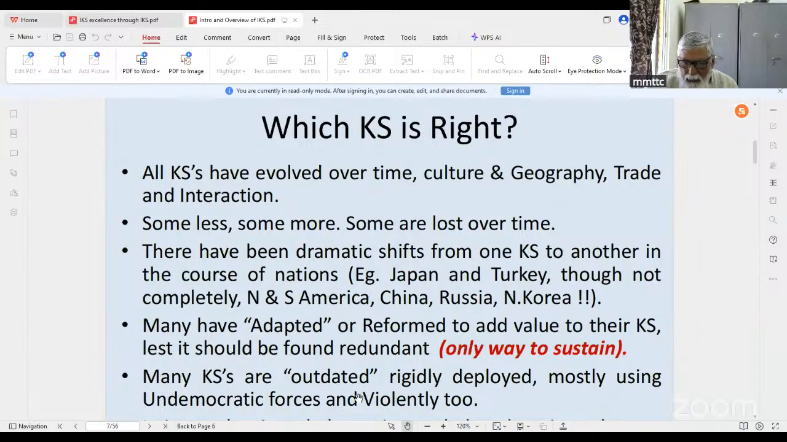Many knowledge systems are outdated, rigidly deployed, mostly using undemocratic forces and violently, like what's happening in the Middle East, what's happening in Nigeria, what's happening in Afghanistan, what's happening in North Korea. All these are not accepted by everybody, but it is imposed. And whenever there is an imposition, it's all violence.